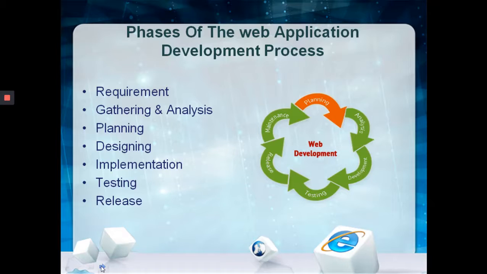In each developmental process there are certain phases to be followed. This is the case also with web application development process. So, which phases are used within this process? The first one, requirement gathering and analysis, planning, designing, implementation, testing, and finally release.